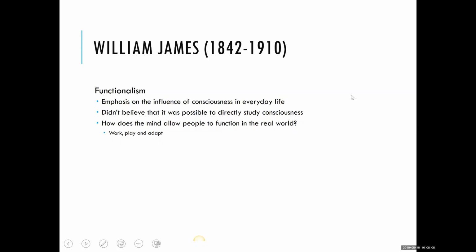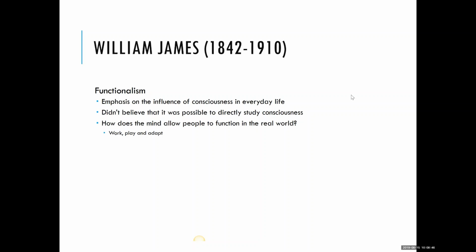Okay, so William James is credited with the study of functionalism. He was less interested in internal perceptions and wanted to know how your consciousness would impact everyday life. He didn't think that you could directly measure consciousness through internal objective introspection or anything like that. He really wanted to just measure the impact. So how does one's mind allow them to function in the real world? How do they work and play and adapt? Can we use the behaviors of people to learn something about how they adapt?